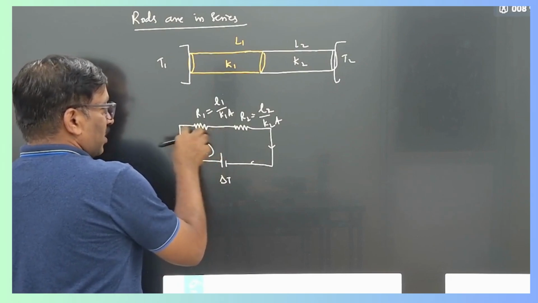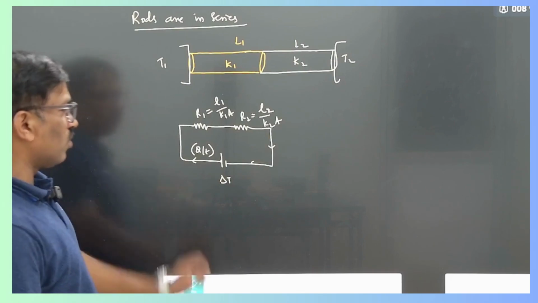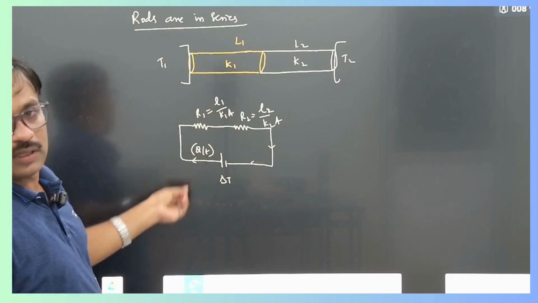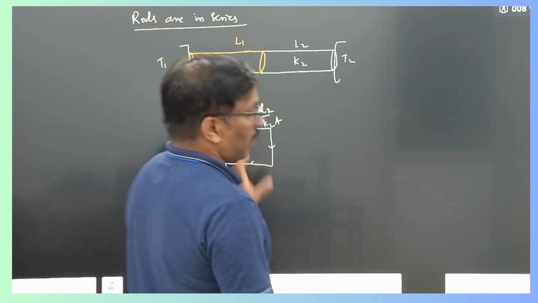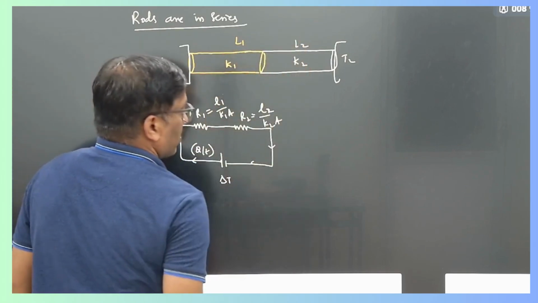So here the temperature difference across this one is different, and across this one is different. So how to solve the problems? Exactly like our circuit problems. Like the current electricity circuit problems, it is the same way that we solve these problems. We want to write down K equivalent. How will we write it now?